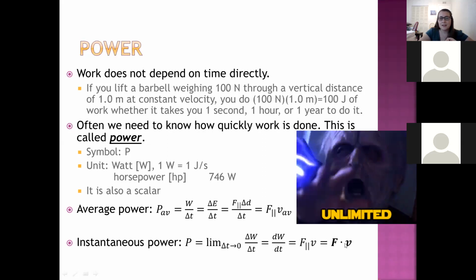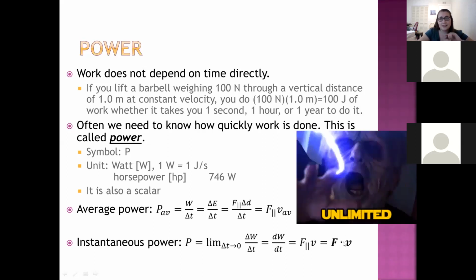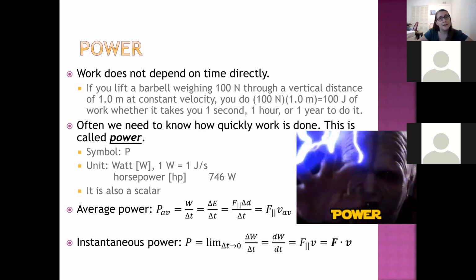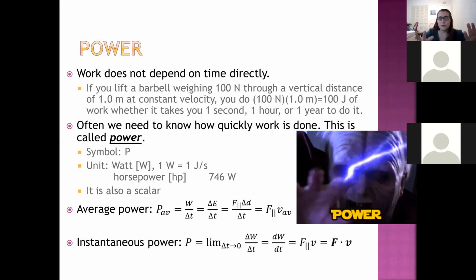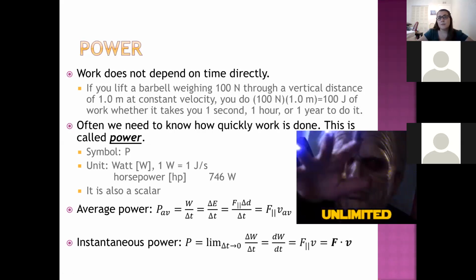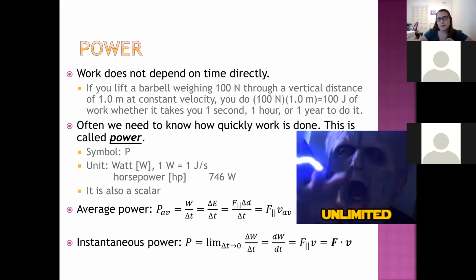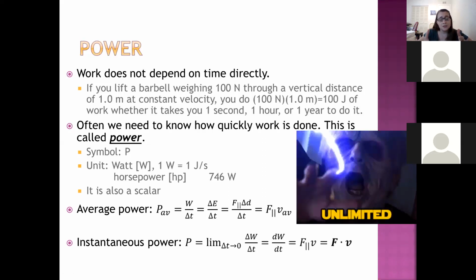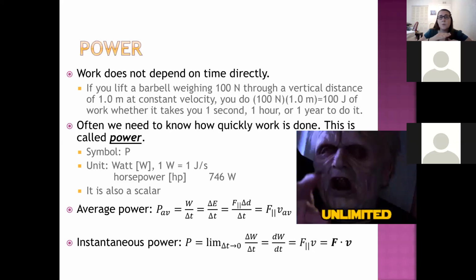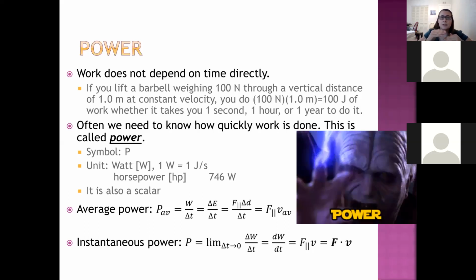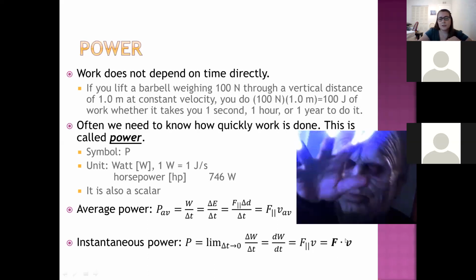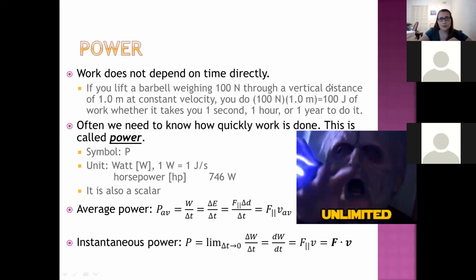Remember, this symbol right here is called a dot. We literally say dot, F dot V. It's not multiplied because these two quantities, force and velocity, are vectors, and we have to treat them in a special way when we multiply them together. So just like we talked about yesterday, doing a dot product basically tells us how much of our force is parallel to the direction of motion. So this would be how much of our force is parallel to our velocity vector.